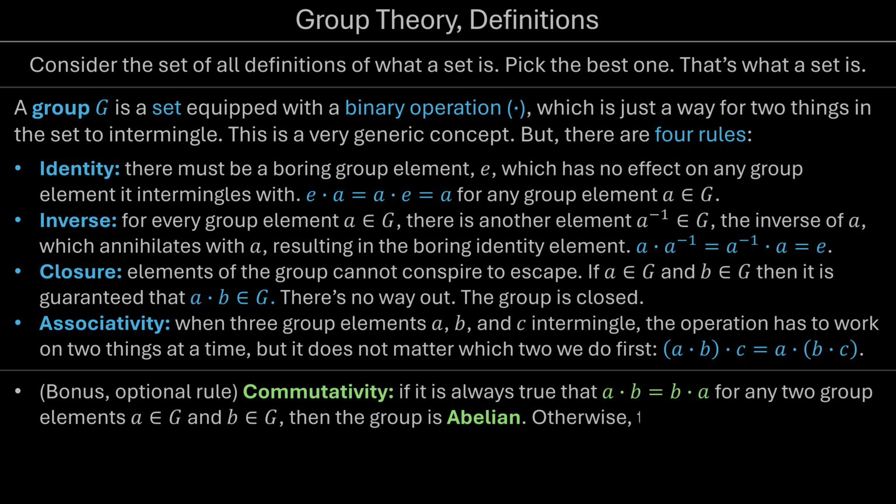But if there are any elements in the group that do not commute, so the order matters when you take the product of A and B, then we say the whole group is non-abelian. So it's still a group. It has met the four mandatory rules, but if it doesn't have commutativity, well, it's not an abelian group. So obviously abelian groups are very nice to work with because the math is a lot simpler. Non-abelian groups are more tricky because you just have to be more careful.